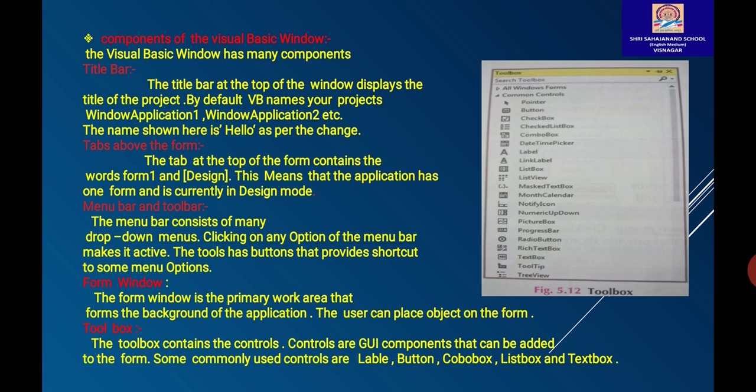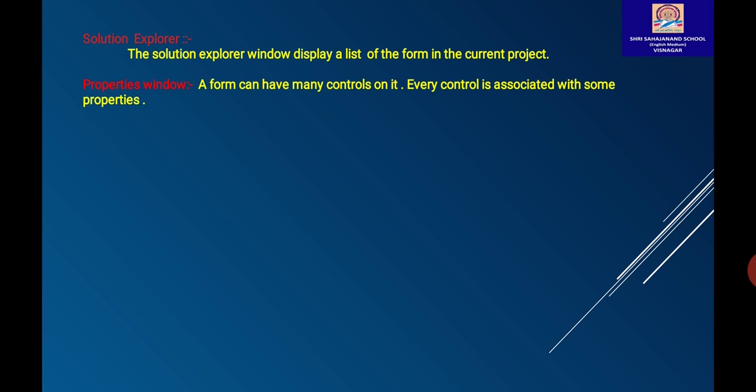Then form window. The form window is the primary work area that forms the background of the application. The user can place objects on the form. Now toolbox. The toolbox contains the controls. Controls are GUI components that can be added to the form. Some commonly used controls are label, button, combo box, list box and text box. Now Solution Explorer. The Solution Explorer window displays a list of the forms in the current project.